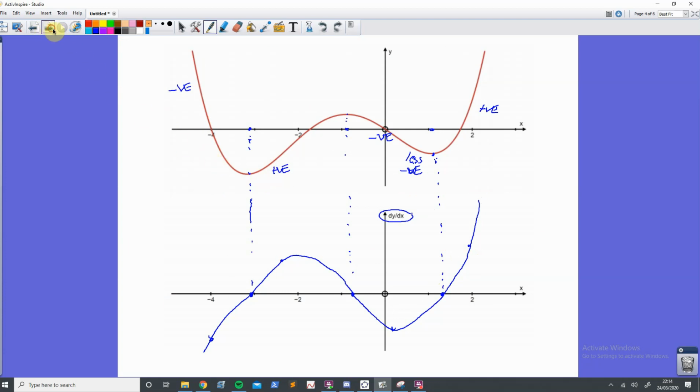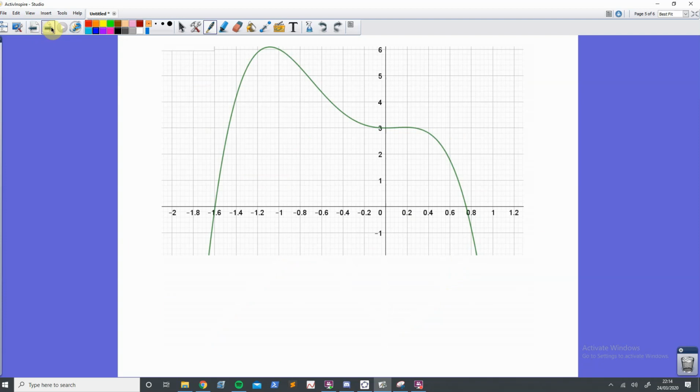Final slide, I've got one more example. Maybe you want to pause it and have a go at this one yourself. I'm going to draw this on the same axes because I'm lazy. So maximum point, we would have something there. Point of inflection, we'd have a point there.